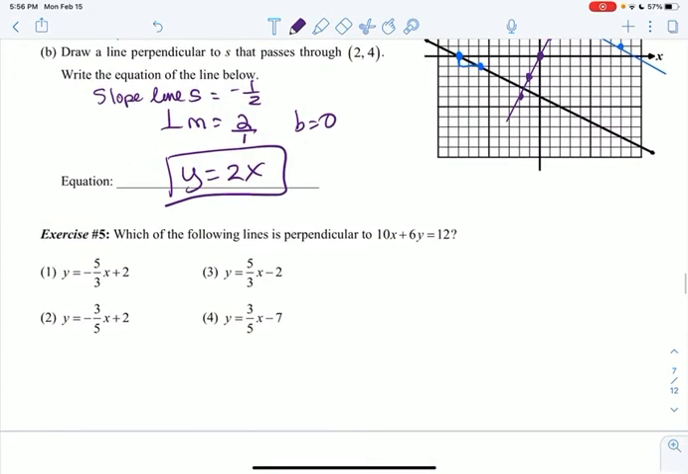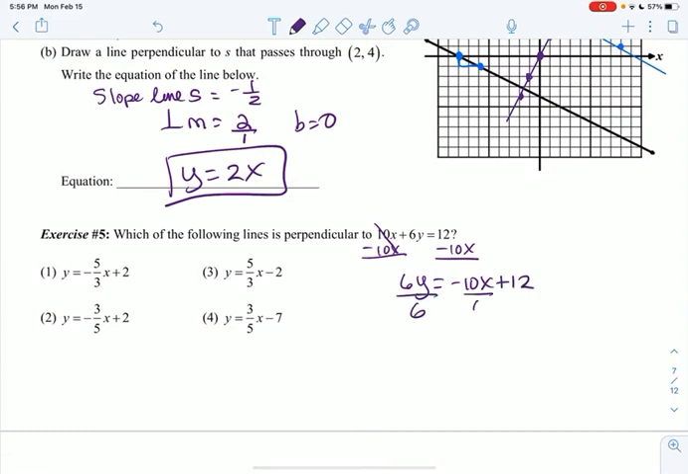And then this last one, I want to know which of the following lines is perpendicular to 10x plus 6y equals 12. In order to know, I need to find the slope. In order to find the slope, I have to get y by itself. I have to put it into y equals mx plus b form. So let's see what I did. I'm going to bring everything over to the other side. So I'm going to subtract 10x, and I'm going to have 6y equals negative 10x plus 12.